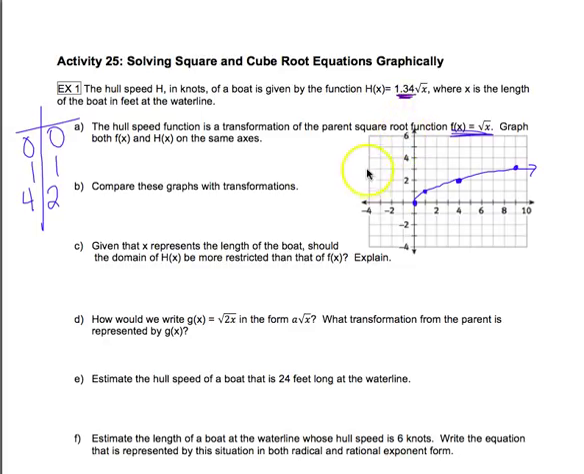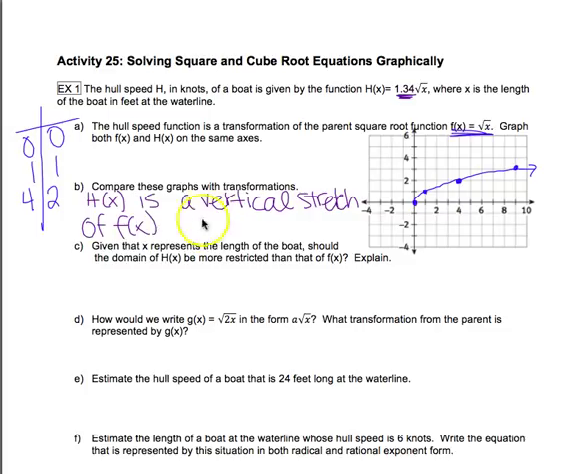1.34 is the only change to the parent graph that we have. So when we look at these and we're graphing them, part B, compare these graphs with transformations, we would say that h of x is a vertical stretch of f of x, our parent, by a factor of 1.34.